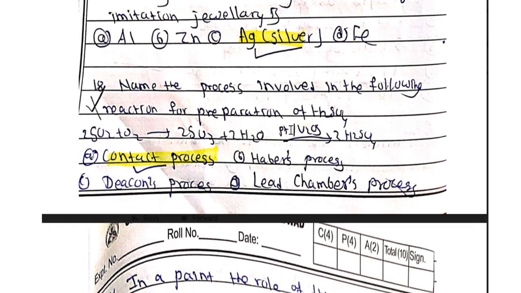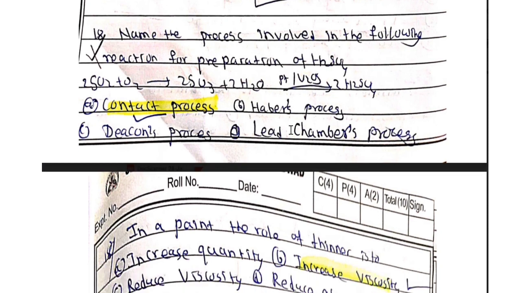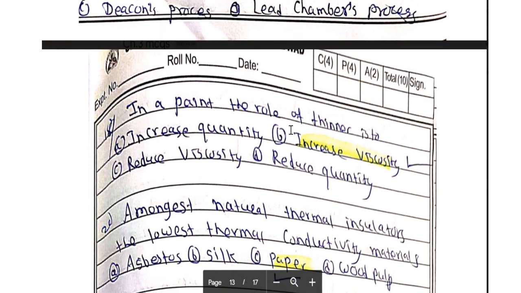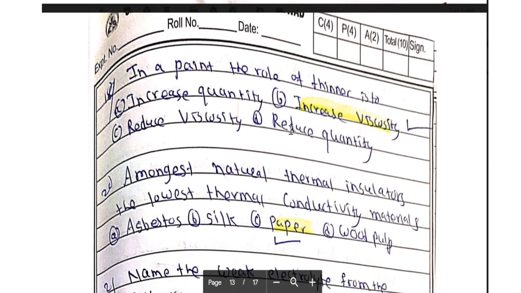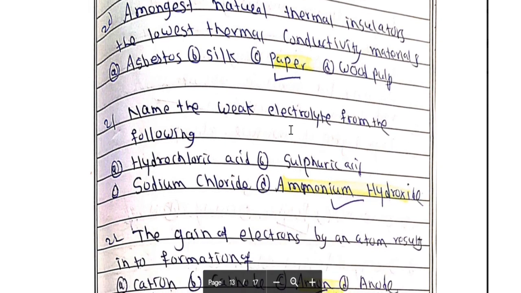Name the process involved in the following reaction for the preparation of H2SO4. This is the contact process. In a paint, the role of thinner is to reduce viscosity. Among the natural thermal insulators, the lowest thermal conductivity is paper.